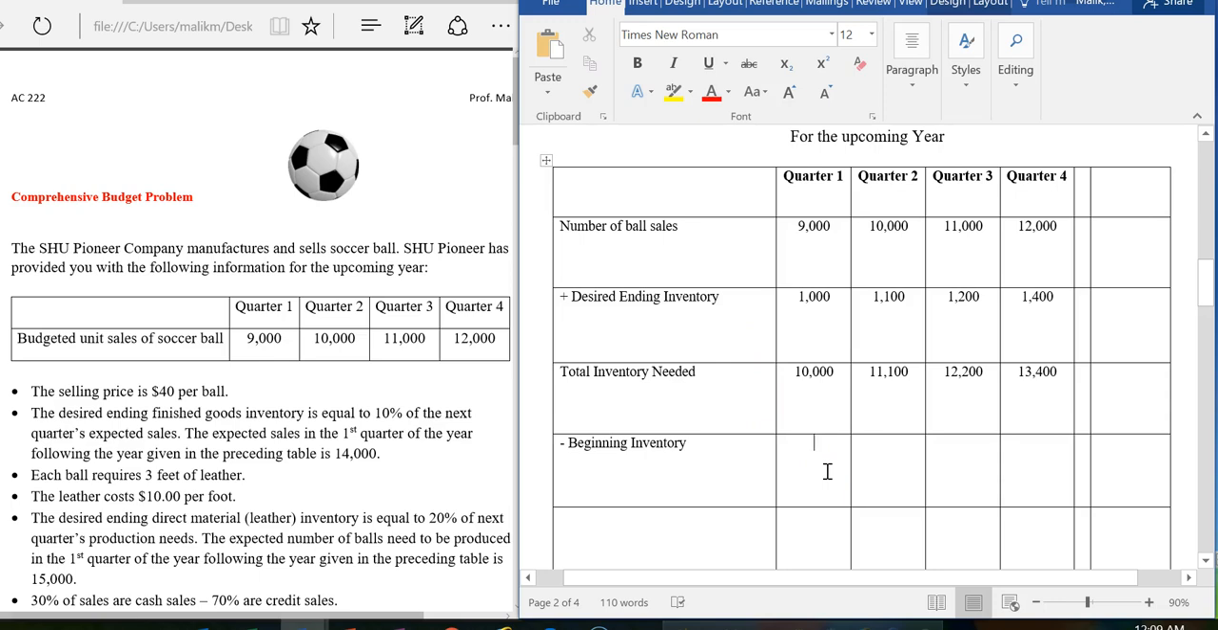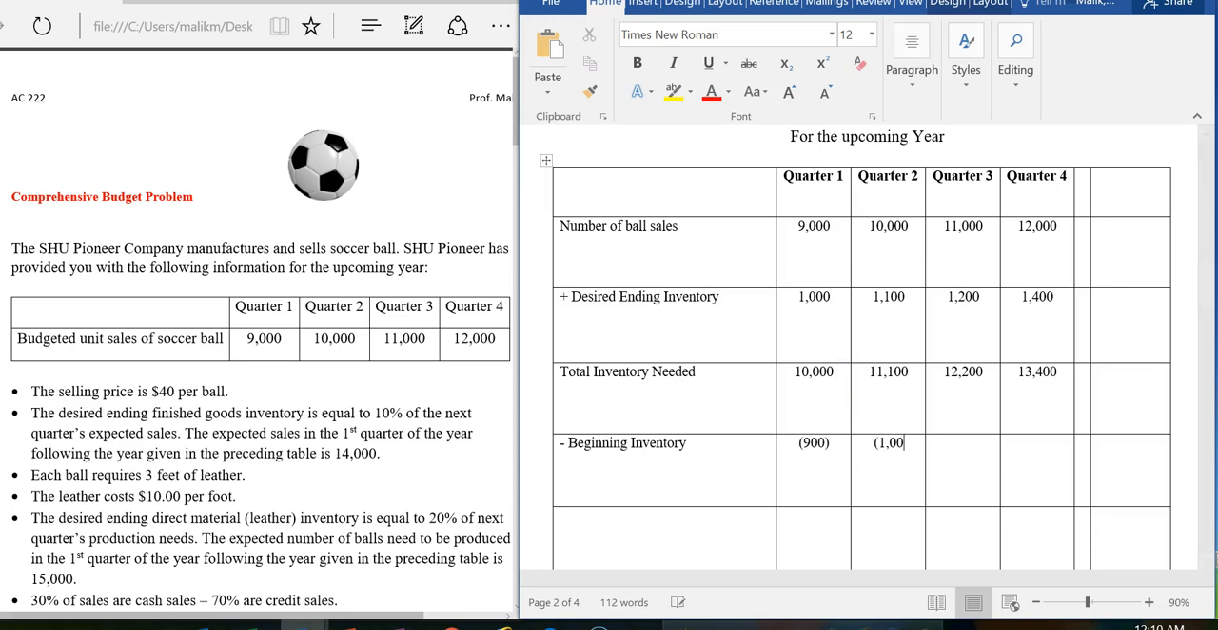So this is how you could figure out that the first quarter's beginning inventory will be 900 units. This is again the 10% of this expected sales. Now for the subsequent quarters, it's actually very simple. The past quarter's ending inventory will be this quarter's beginning inventory. So when you are doing Q2, look at Q1's ending inventory, which is 1,000 units. So this will be Q2's beginning inventory.